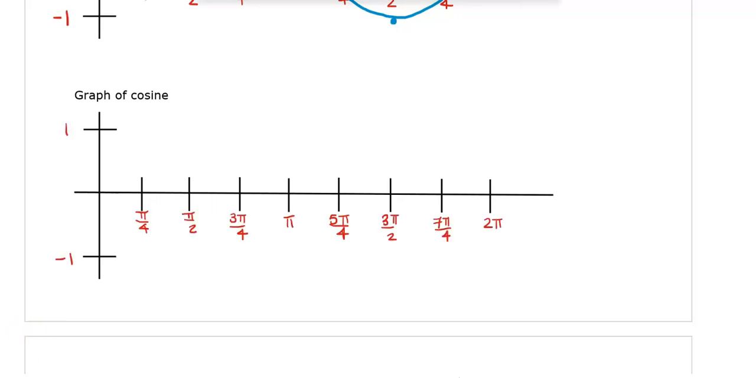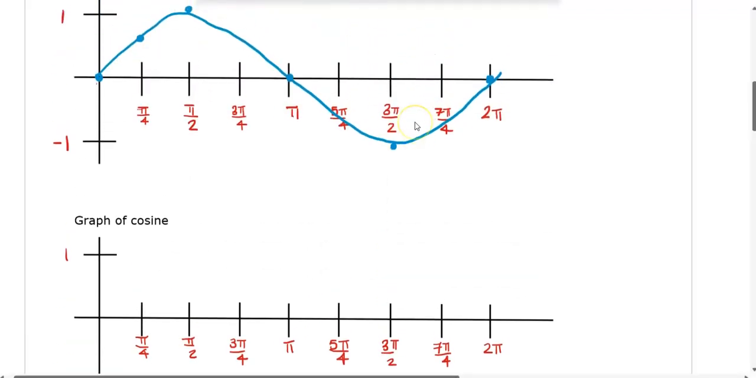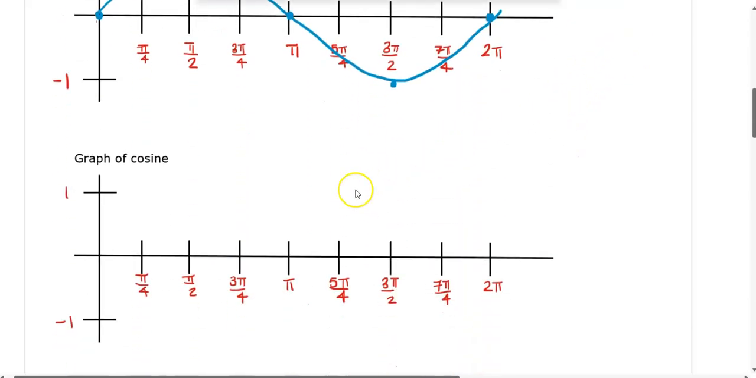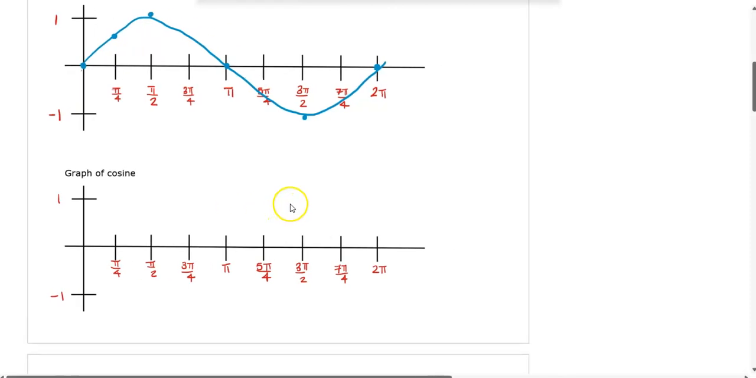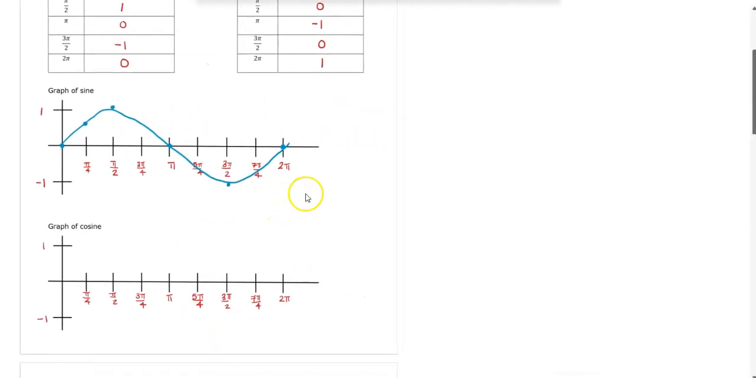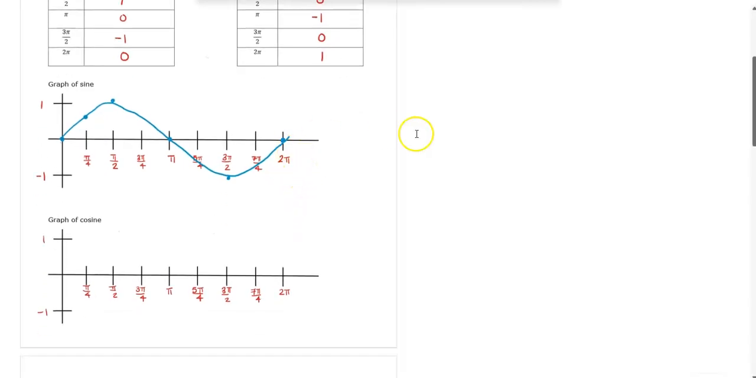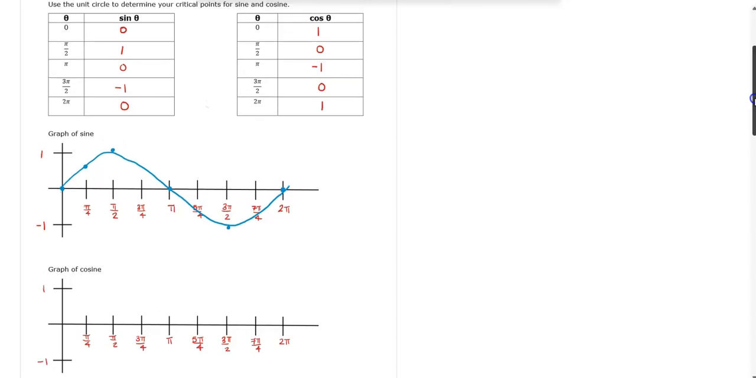All right, so now I'm going to do the exact same thing. I'm going to graph cosine. And so with cosine, at 0 we're at 1, at pi over 2, 0. I'm just going to mark these points here, so I can have them all on the same screen at once. Zoom out a little bit so you can see everything. As much as I can.